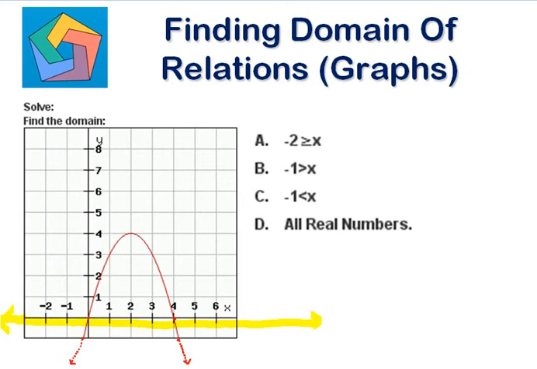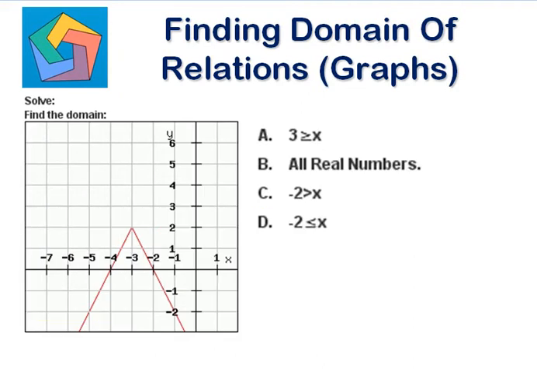Therefore, the domain for this relation can be defined as all real numbers, since as the graph extends, it gets more and more x values. So the domain is all real numbers here. Let's look at the next problem.